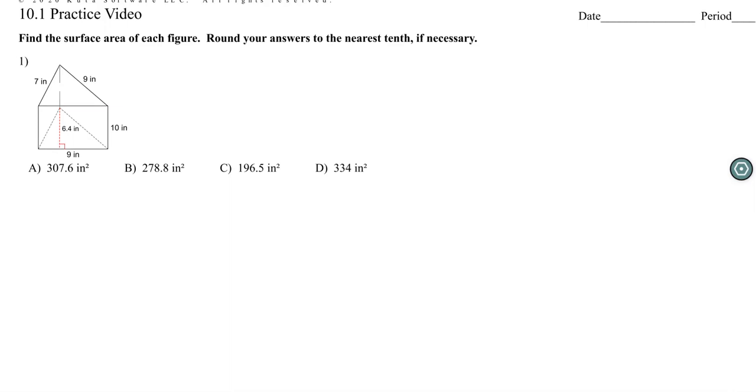Alright, here we go. 10.1 practice video. Let's put in this work. So find the surface area of each figure. Round to the nearest tenth if necessary.